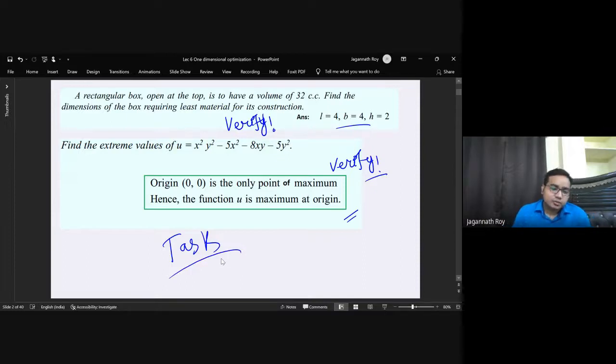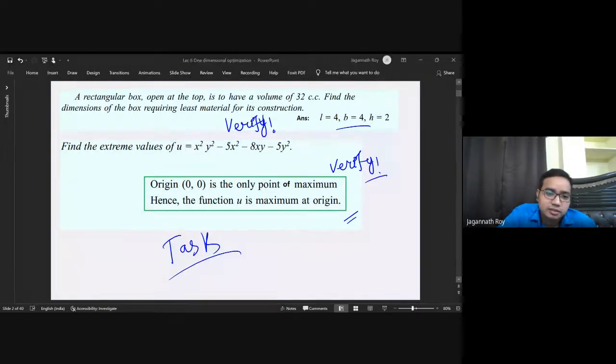In the next class, we will see the search techniques, how we find the optimal point. We will approach one-dimensional search techniques. Okay. So any more doubts?